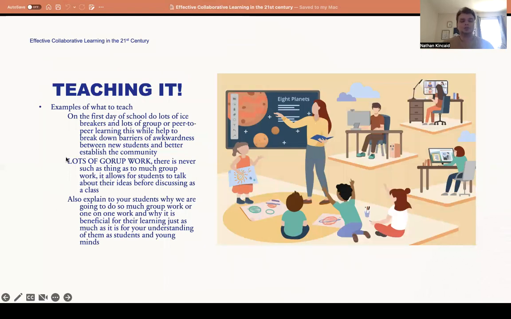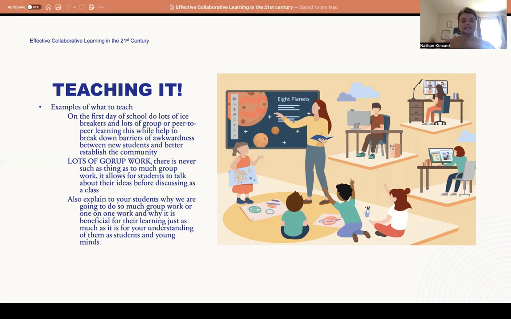So on the first day of school, do lots of icebreakers and lots of group work. It'll help cement the idea that this classroom is going to be really group focused. It also helps break down those barriers of awkwardness that everyone has on the first day. They're not very social sometimes, and that's totally fine. We all have our days that we don't wish to be social and whatnot. So we're going to do our best in this classroom, at least, to work on that and become better. They could be long icebreakers, short icebreakers. They could be group icebreakers, peer-to-peer, student to teacher icebreakers, all sorts of things. So it kind of breaks down those barriers and allows for a community to become established.